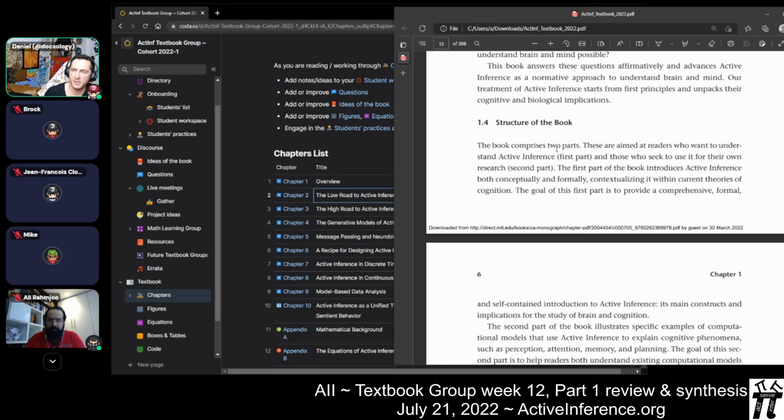The book comprises 2 parts, page 3. These are aimed at readers who want to understand active inference, first part, and those who seek to use it for their own research, second part. The first part of the book introduces active inference both conceptually and formally, contextualizing it within current theories of cognition.